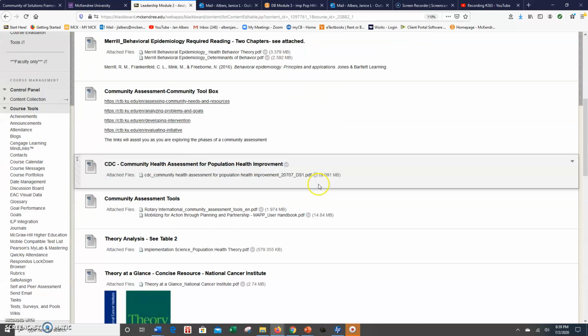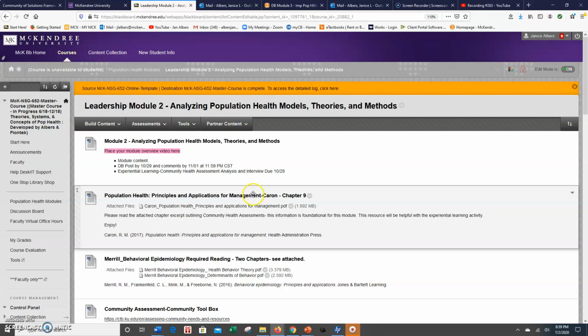So if you have any questions about this, you can always reach out to me. But this is just kind of an overview as far as module number 2 and kind of what the concept plan is for this course. We are actually scaffolding and building as we move forward, so we're really focusing on those models, theories, and methods in this module, and then we'll go into the bigger thought process as far as systems and really using systems thinking. So if you have any questions, let me know.